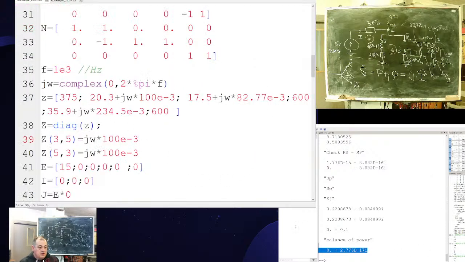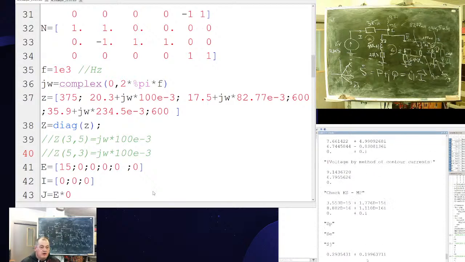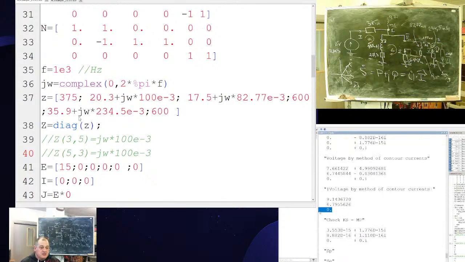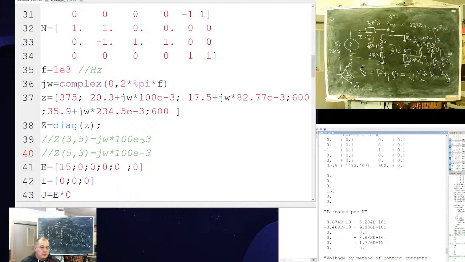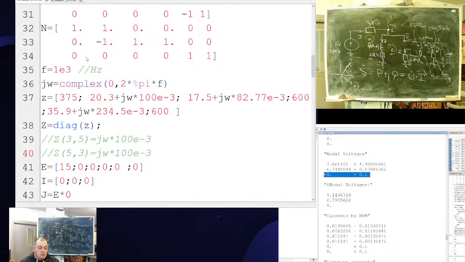I can show one thing. I will temporarily disable these 2. See, I have a coupling between 3 and 5. Without these elements, what solution will it produce? Where is my voltage? Everything fine, but see, 0. Nodal voltage, see, it is 0 instead of the 2 volts that was there. I have omitted the mutual coupling.